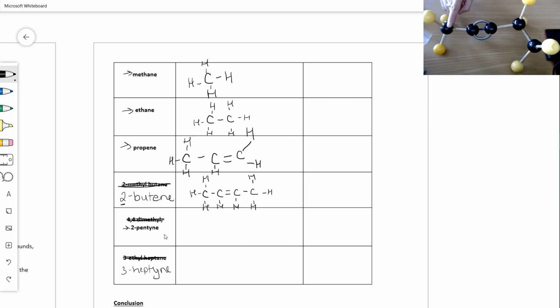It's 2 because I go 1, 2 from the end. Here's my triple bond. Then I finish out the rest of my carbons. 3, 4, 5. Everywhere where there was an open space to attach something, I attached a hydrogen.